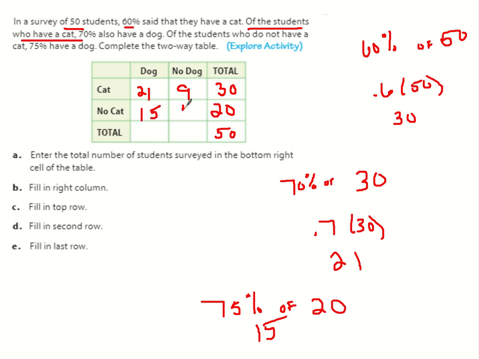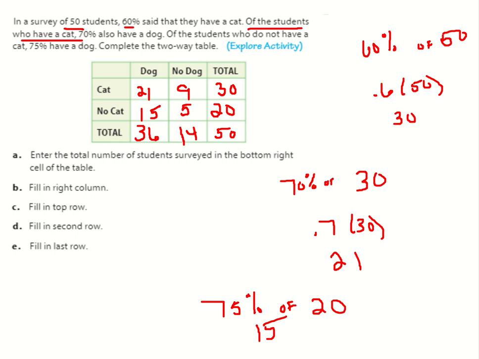So now that means my remaining with no dog and no cat would be 5, because 15 plus 5 is 20. And then finally I fill in this. The total students that have a dog is 21 plus 15, which is 36. 9 plus 5. So only of the 15 students, only 14 don't have a dog. 20 don't have a cat, and so on and so forth. 36 students have a dog.